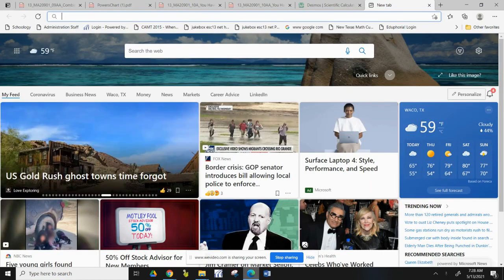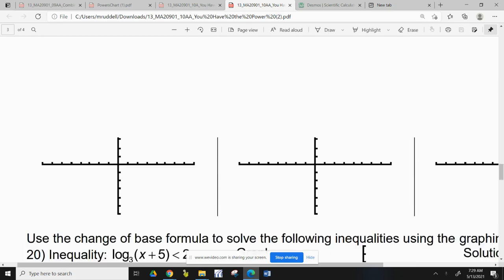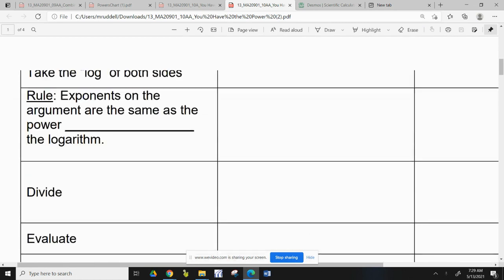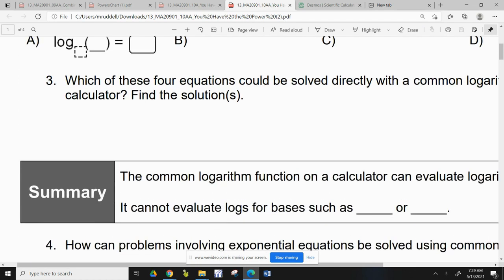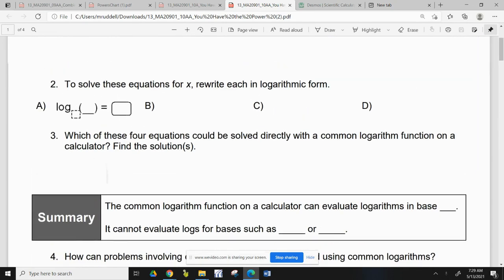Hello, Algebra 2 students. This will be your last set of notes for Algebra 2. We'll work on this today and tomorrow, and then we will review on Monday, test on Tuesday. And that will be your last grades for Algebra 2.